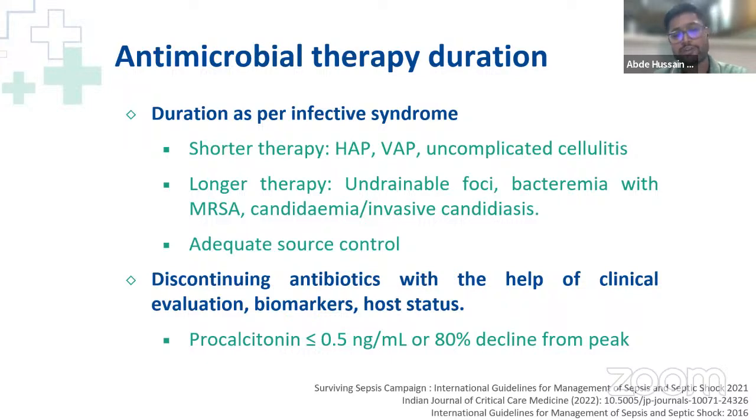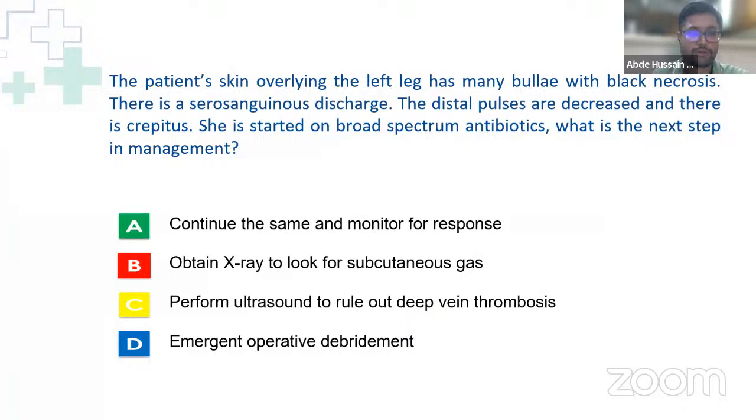Another help, like I said, procalcitonin: not a good marker for initiation, but definitely a good marker for de-escalation of antibiotics when its value falls to less than or equal to 0.5 nanogram per ml or an 80% decline from the peak. So definitely an initial procalcitonin level should be done when suspecting sepsis so that it can help further in the de-escalation of antibiotics. So now we have the same case.